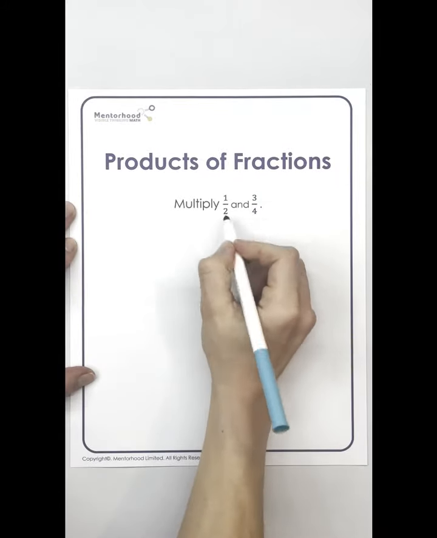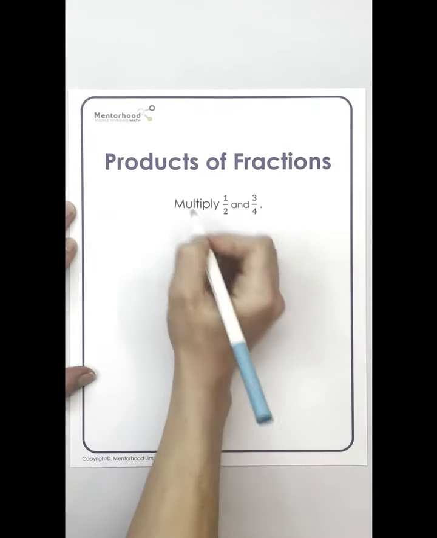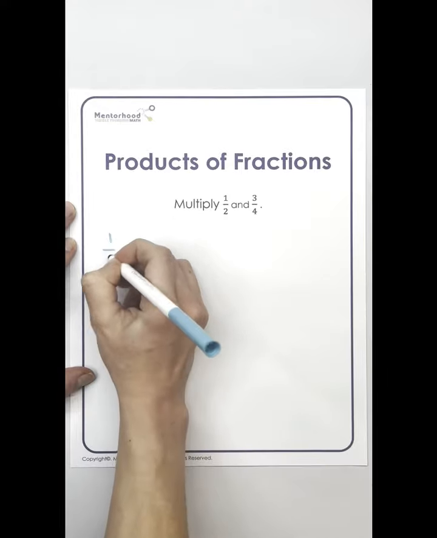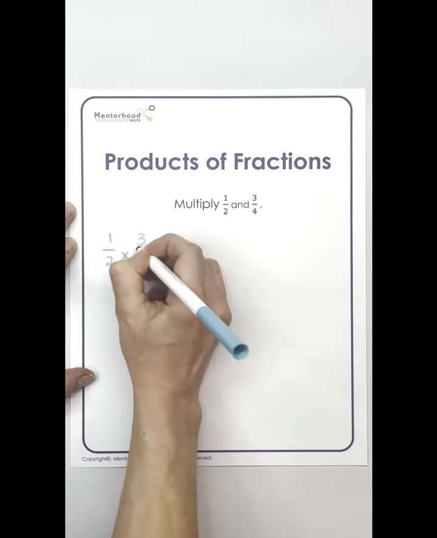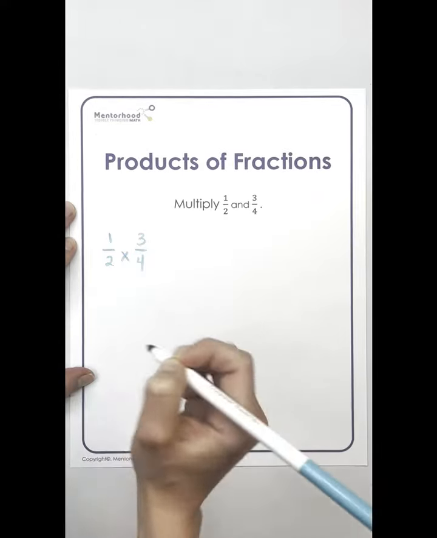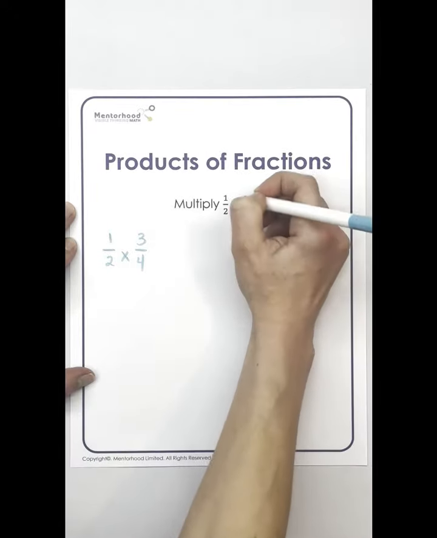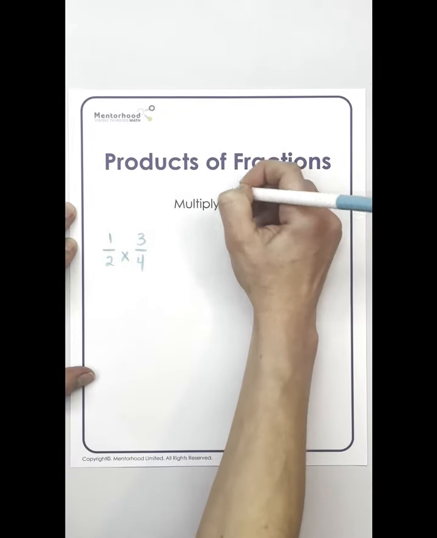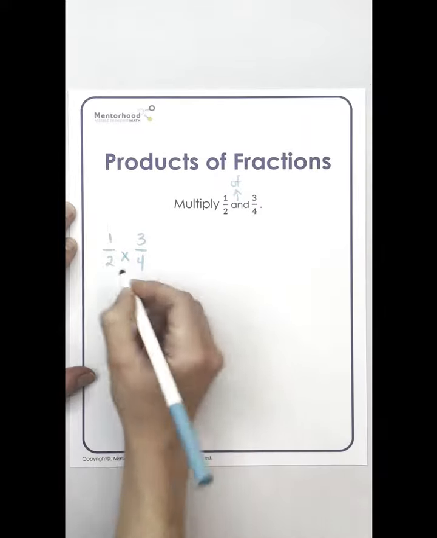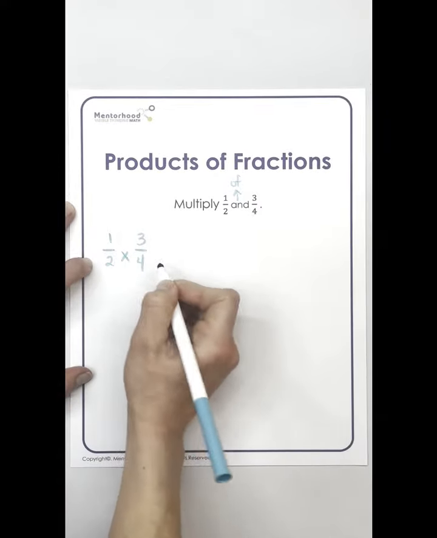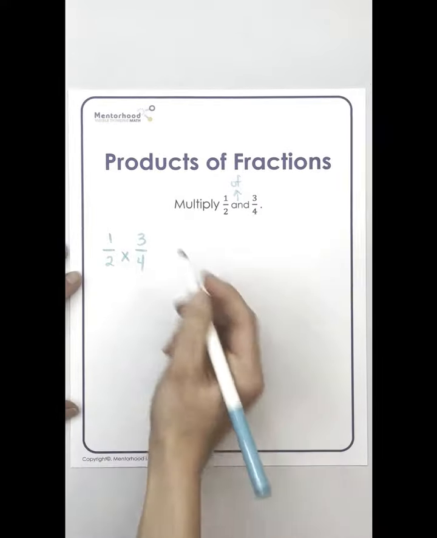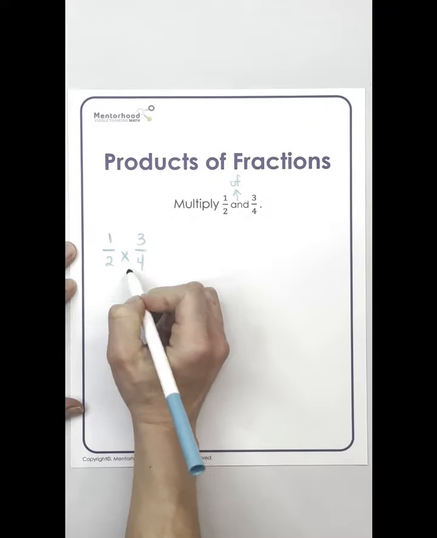Let's multiply 1/2 and 3/4. So this is products of fractions. We are going to do 1/2 times 3/4. Now, whenever you're multiplying fractions, you can also see this as 1/2 of 3/4. And because multiplication works backwards and forwards, this is also 3/4 of 1/2.